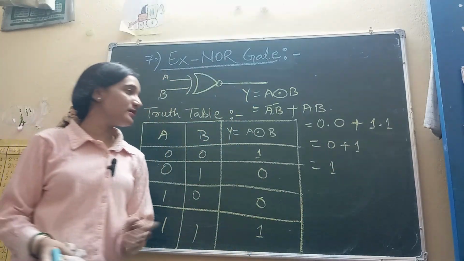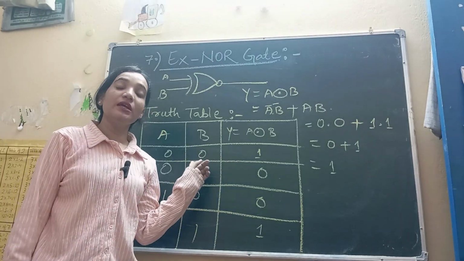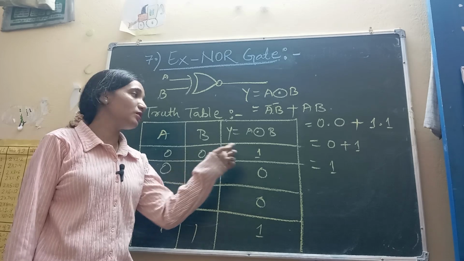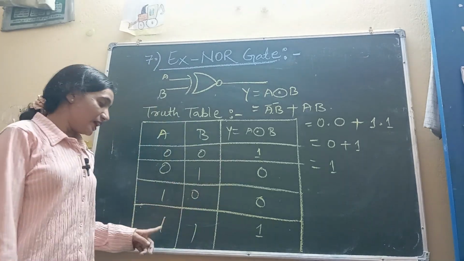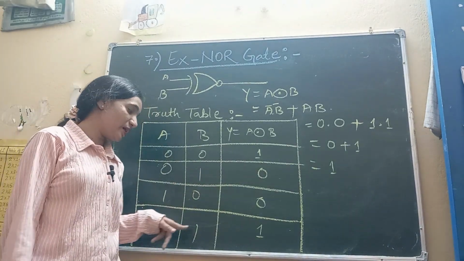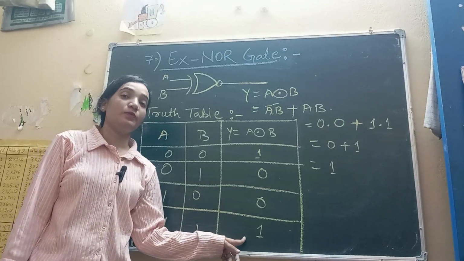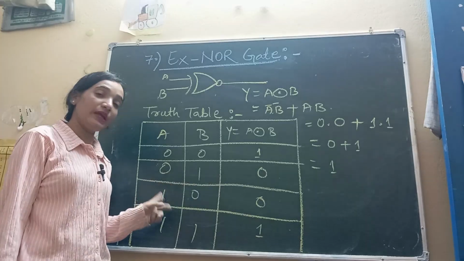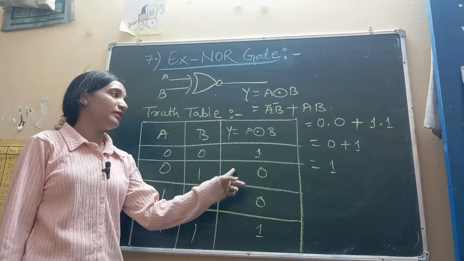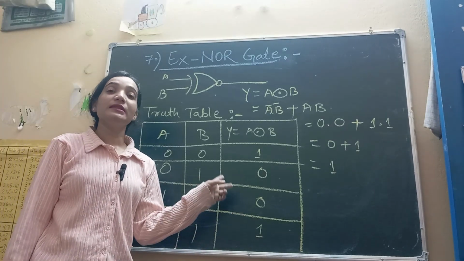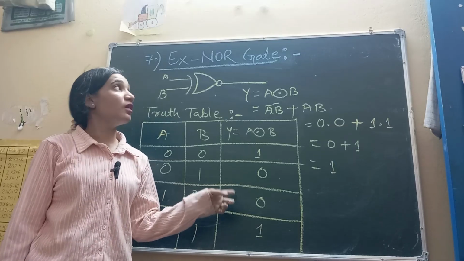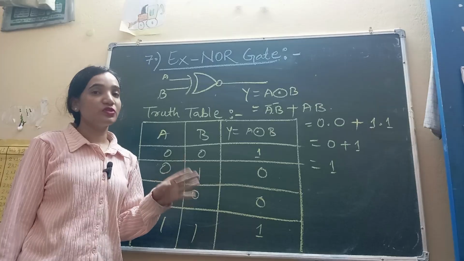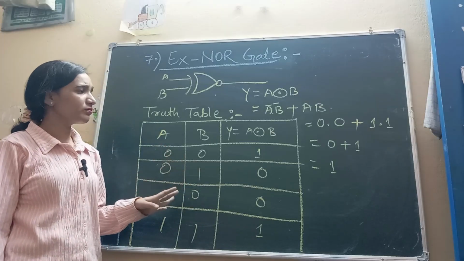So here what we are seeing, when we have the same input, means A is low, B is low, A is 0, B is 0, our output is high. A is high, B is high, A is 1, B is 1, means our output is high. But for the different input, when A is 0, B is 1, or A is 1 and B is 0, then we are getting output as low. And this is just the opposite of XOR gate. Okay? XNOR gate is the opposite of XOR gate.